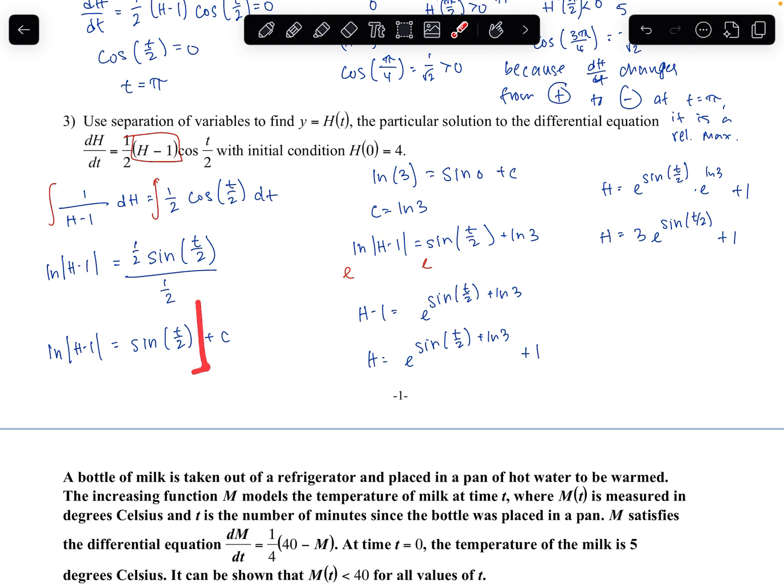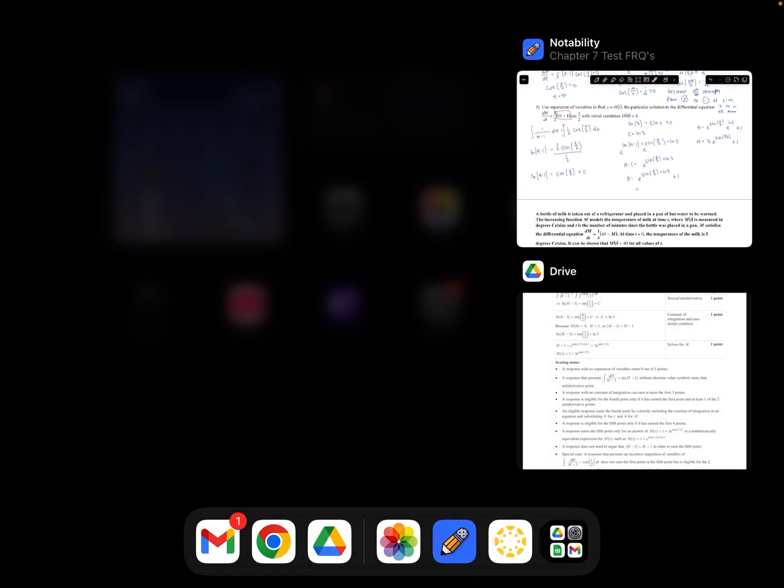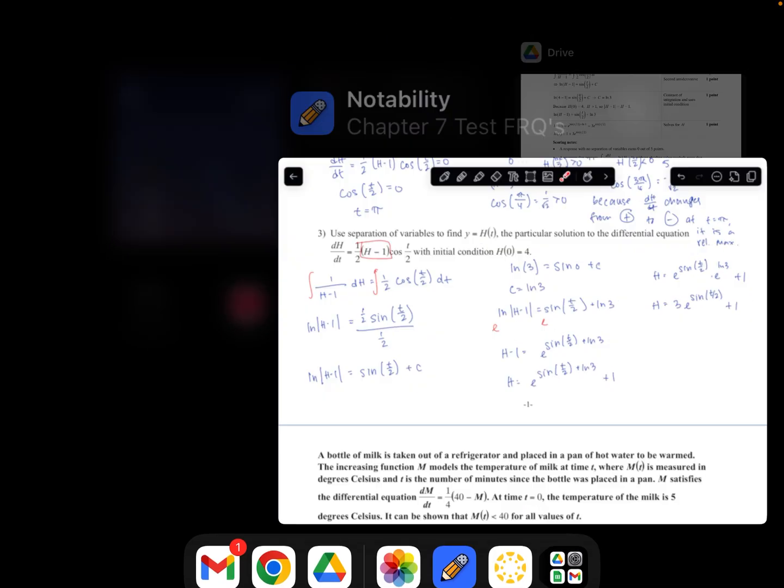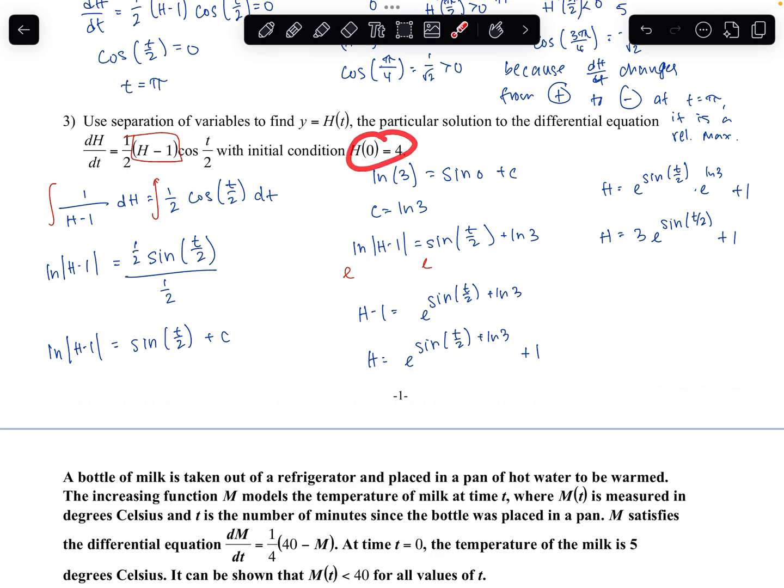So if you get it up to here, you can have 3 of the 5 points, 1 for the separation, 1 for each antiderivative, okay? But then if you don't do anything for C, then you can't earn the last 2 points. And the fourth point, let's see. An eligible response earns the fourth point by correctly including the constant of integration in an equation and substituting 0 for t and 4 for h. So plugging in these values right here.